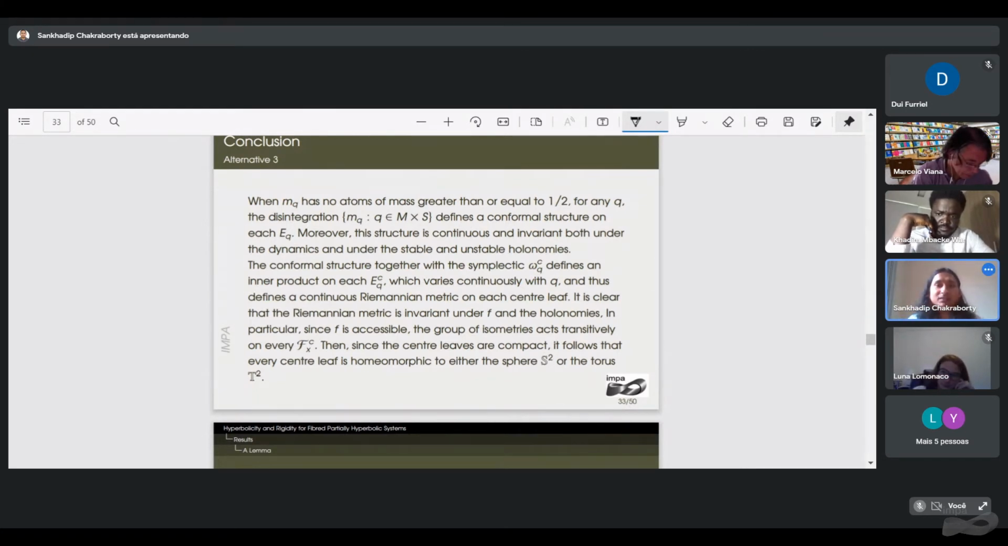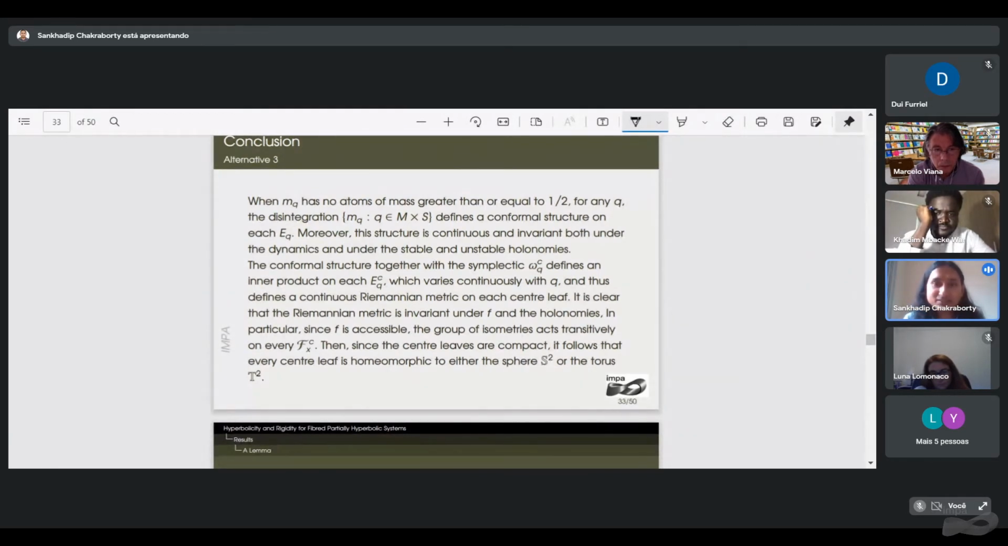So when there is no atom of mass greater than or equal to half, then we use that conformal structure theorem of Avila-Viana to get a conformal structure. This conformal structure is continuous and invariant under both the dynamics and the stable and unstable holonomies. And remember that we actually didn't prove, we stated that the symplectic form is invariant under all these things as well.